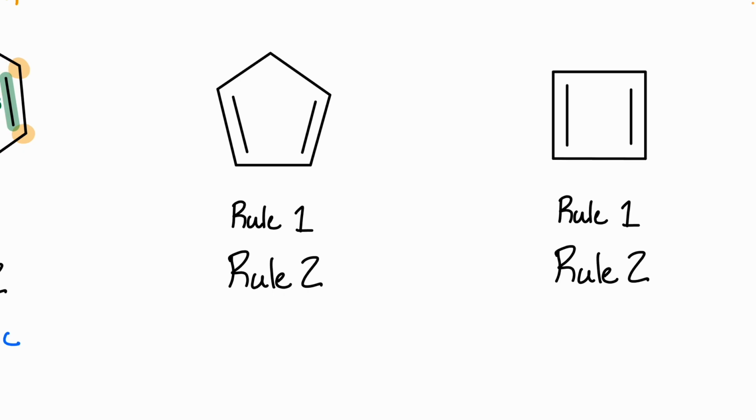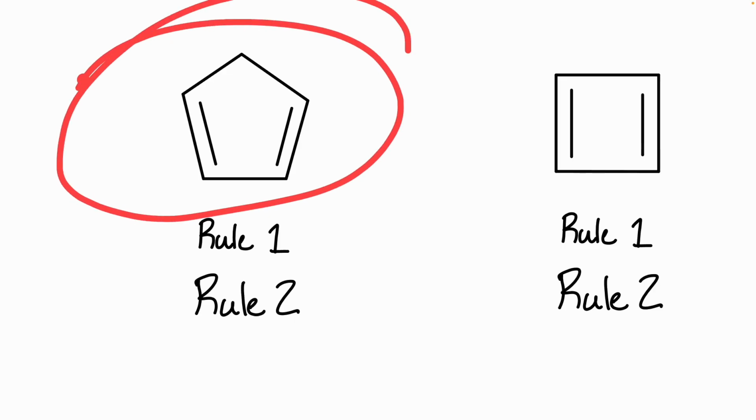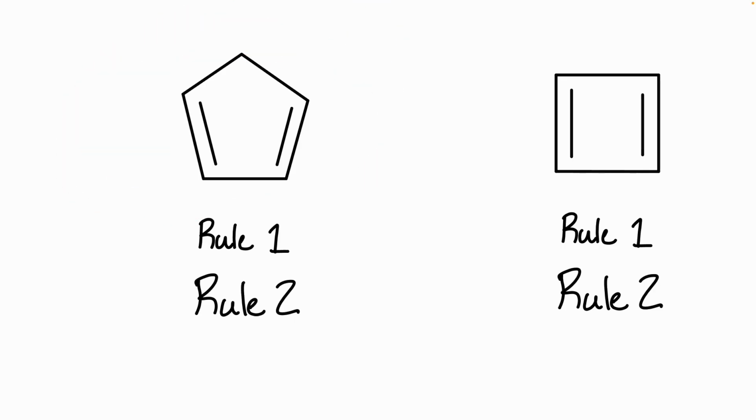All right, let's look at these two examples here. We're going to see whether or not they pass rule 1, being a fully conjugated ring, and rule 2, having that odd number of delocalized electron pairs. So this one right here, what do we think? Do we have a fully conjugated ring? No, because we have these sp2 hybridized carbons. So we do have these conjugated pi bonds here, but it isn't a fully conjugated ring.